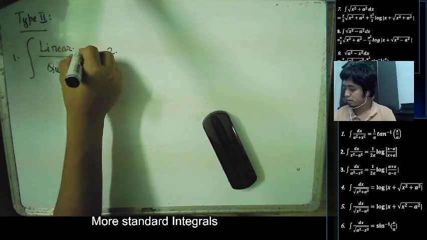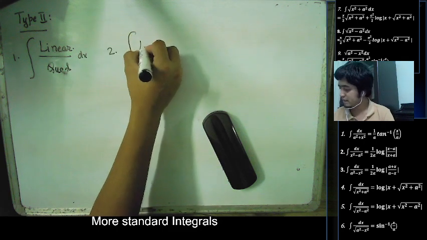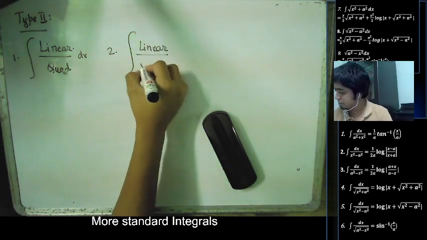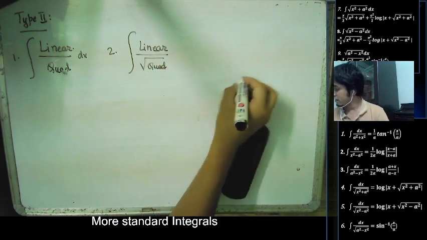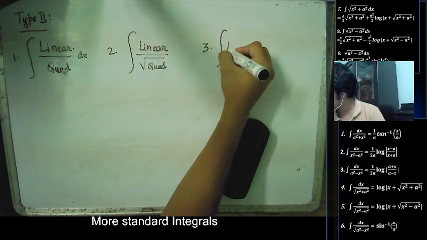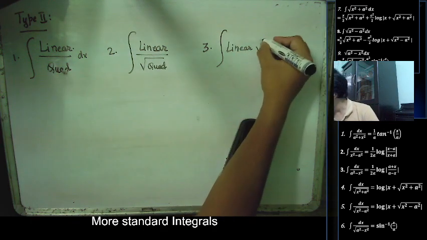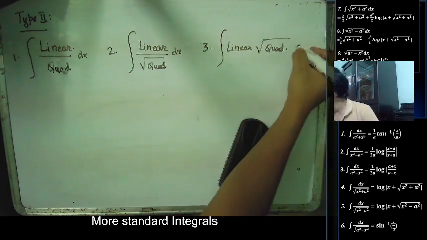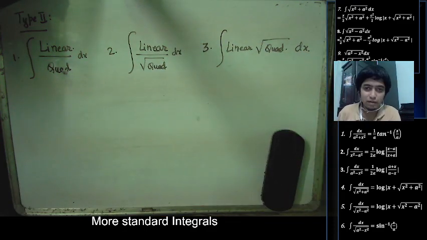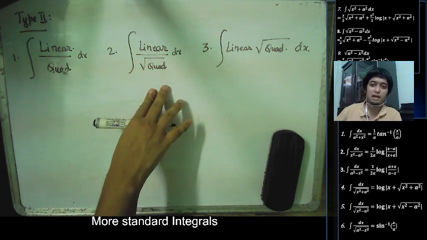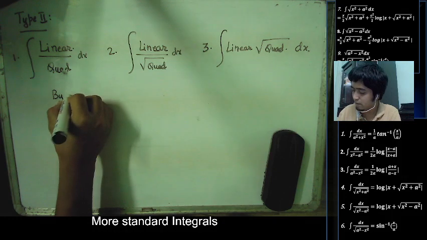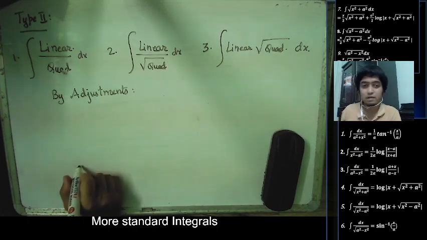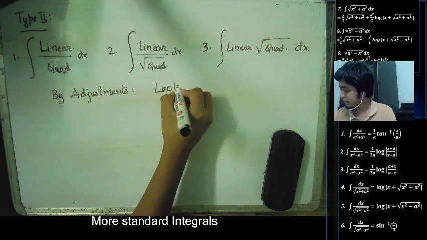Number 2, what if you have linear again in the numerator, and if we have root quadratic in the denominator? Or what if we have number 3, linear and root quadratic? So how exactly will we solve this? I will just write one line by adjustments. Look at the derivative of the quadratic.